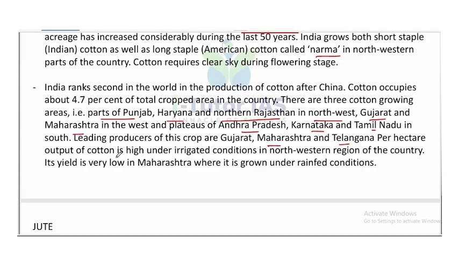Per hectare output of cotton is high under irrigated conditions. In northwestern regions of the country, yield is high, but it is very low in Maharashtra, where it is grown under rainfed conditions.